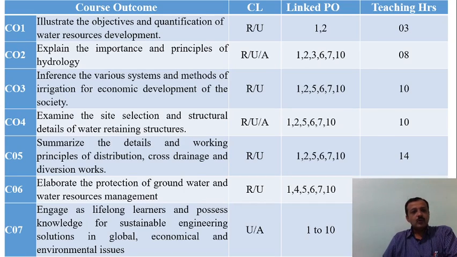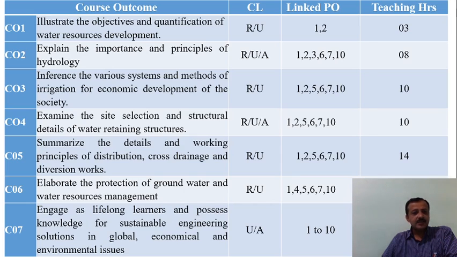Now coming to the course outcomes. What are the outcomes from this particular course that you are going to achieve after studying it? They are divided into 7 parts. You have 7 course outcomes. The first outcome is to illustrate the objectives and quantification of water resource development. The second outcome is to explain the importance and principles of hydrology. Third is to infer the various systems and methods of irrigation for economic development of society.